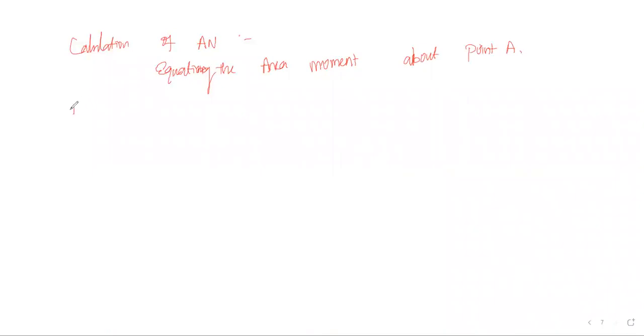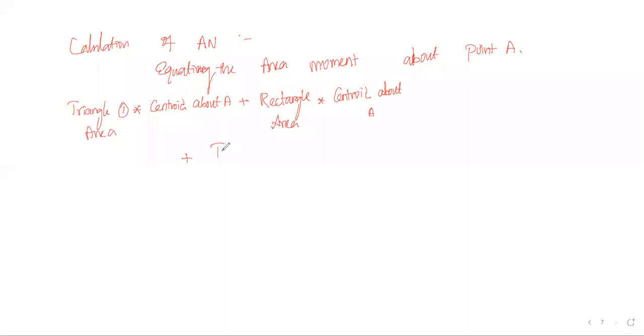First one is triangle 1 area multiplied with its centroid about point A, plus the rectangular area multiplied with the centroid of the rectangle about point A, plus the third one, triangle 2 area multiplied with its centroid about A. So these three things are going to be equated with the total area of the structure.